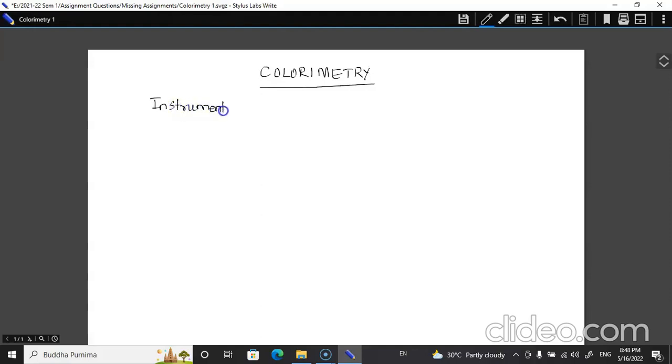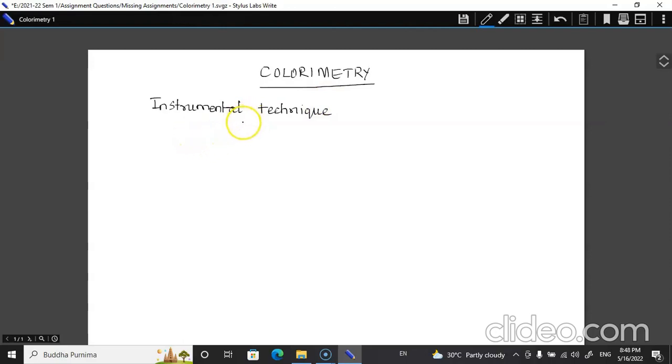Hi guys, in this session we will learn about a very interesting topic called colorimetry. And this colorimetry is an instrumental technique, where you can see the different instrumental techniques that are available.